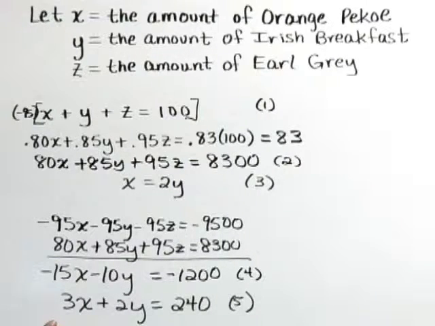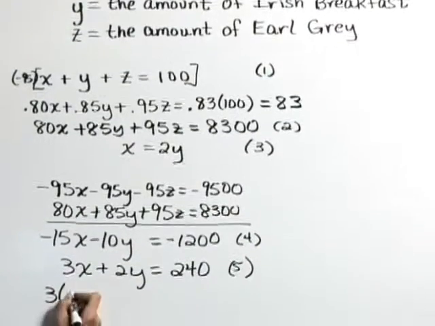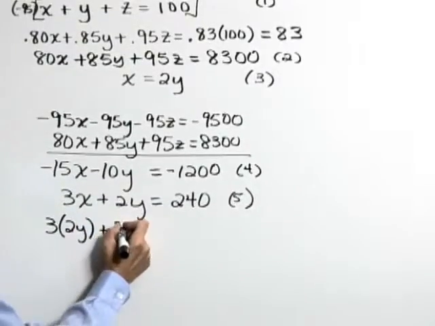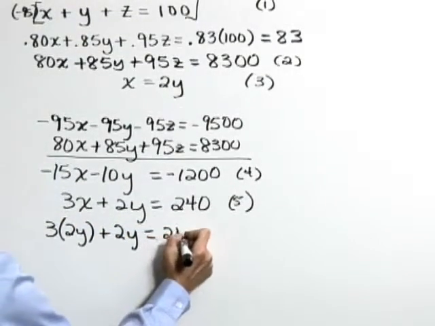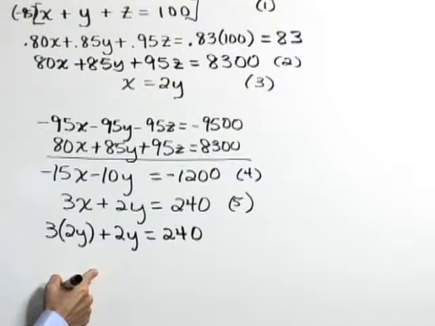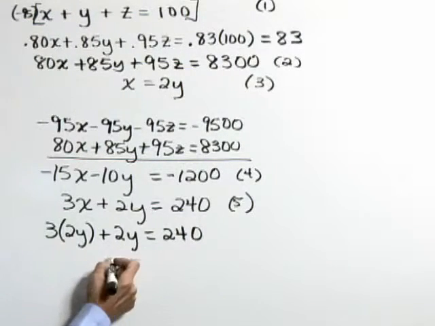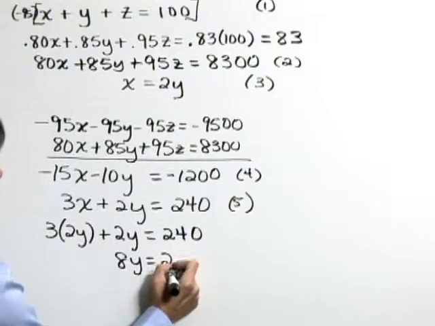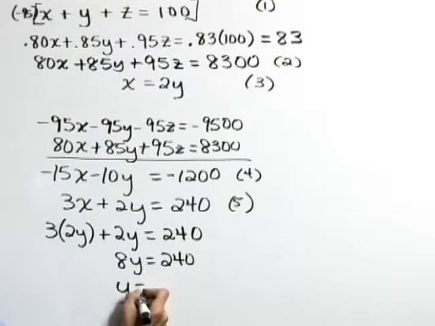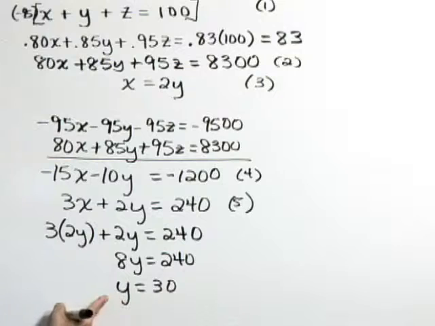Now, I want you to focus in on equation 5 and our original equation 3, which is x equals 2y. And let's use the substitution method there, substituting in for x the value 2y. Here we go. So this equation 5 becomes 3 times 2y plus 2y is equal to 240. That's 6y plus 2y, or 8y, is 240. That gives y is equal to 30.